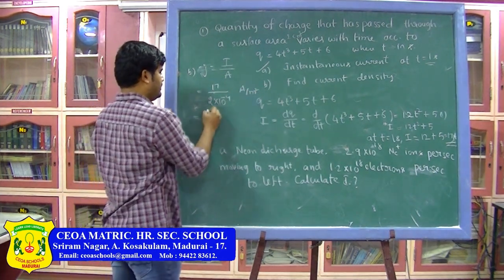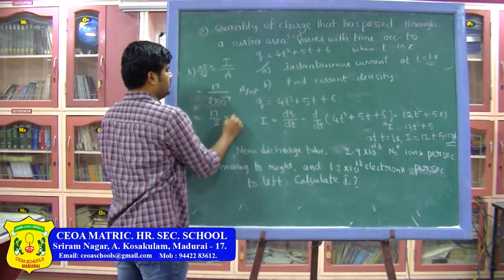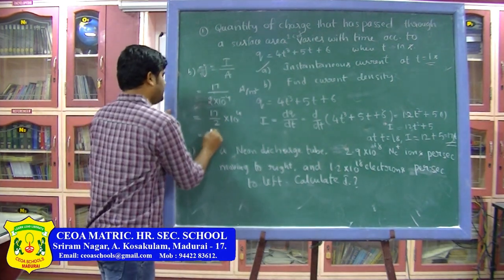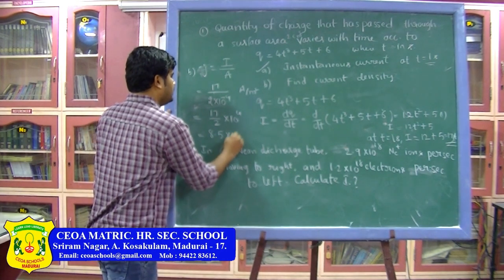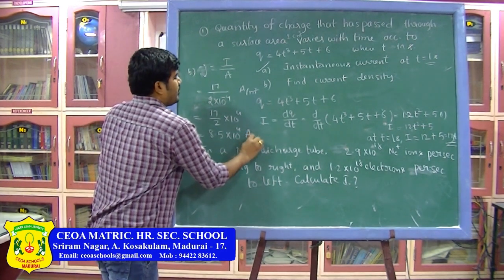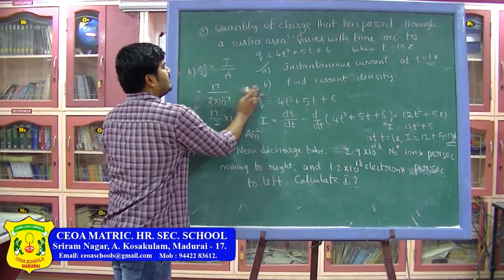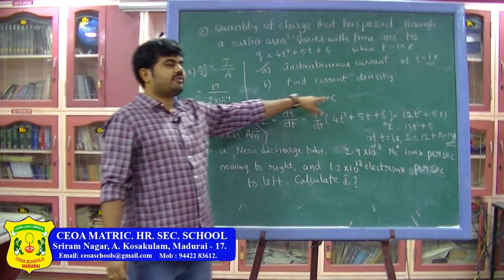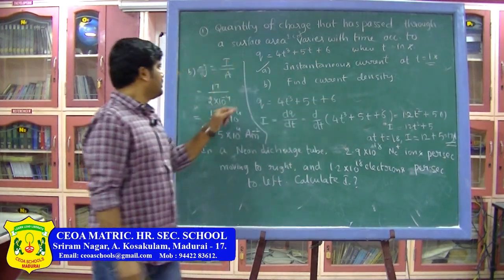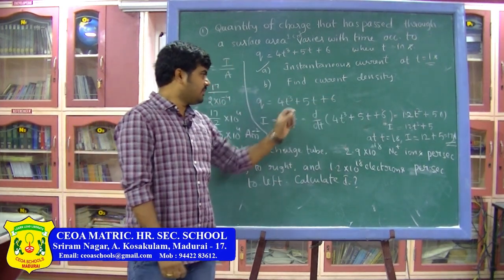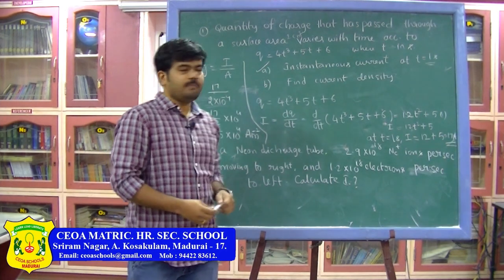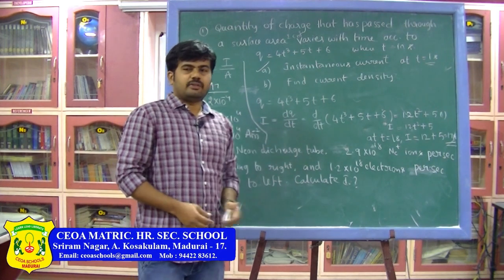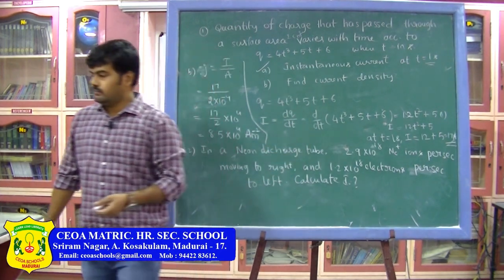Now, simplifying this, 17 by 2 into 10 power minus 4, which becomes 10 power plus 4. So the value will be 8.5 into 10 power 4 ampere per meter square, which is the answer to this problem. So the first question is about instantaneous current and the second question is about calculating current density. That is the solution for the first problem. Now, let us move on to the next question.